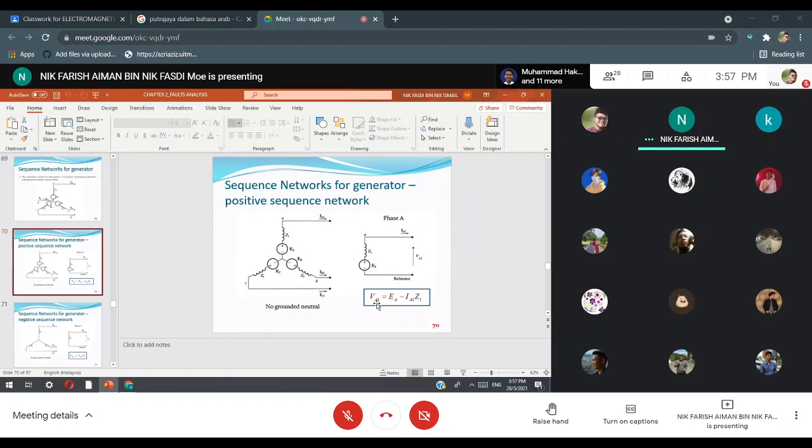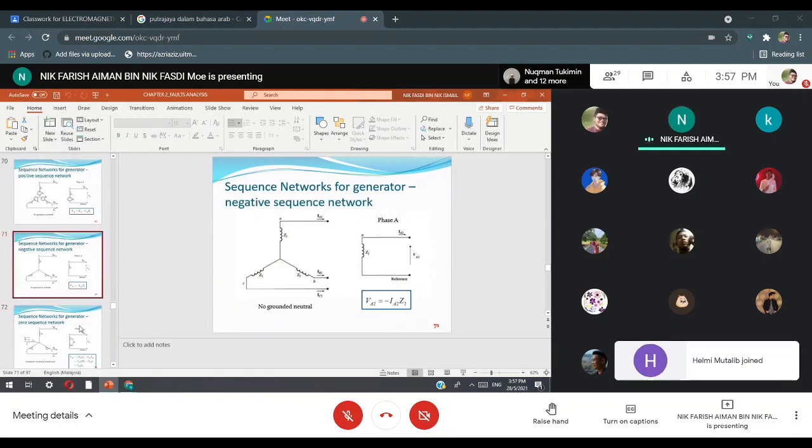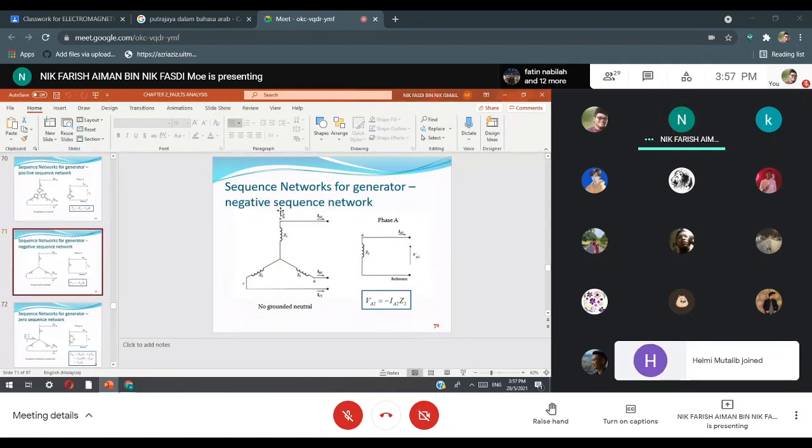So you get the value for the terminal voltage for positive sequence. So this is the positive sequence network for the generator, which has EA. So how about the sequence network for negative? Again, negative does not have the EA.